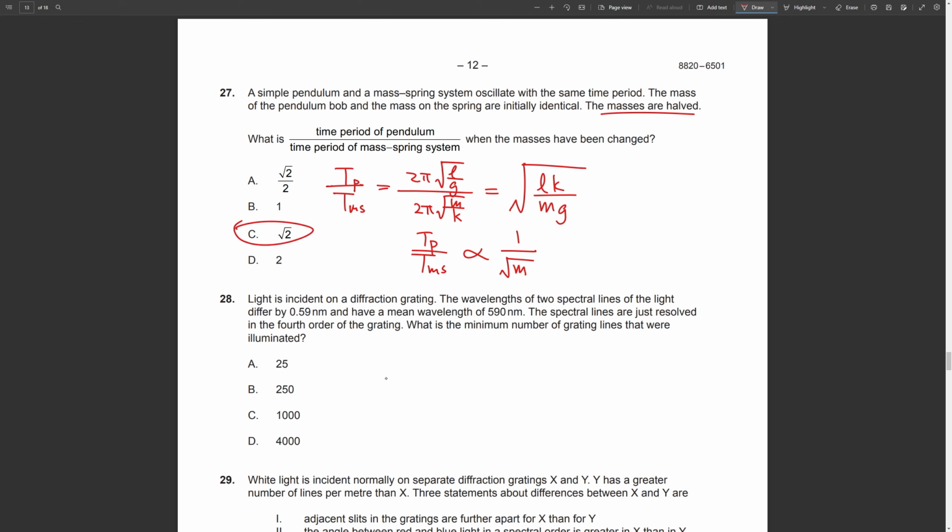Question 28. We are resolving two similar lights using a diffraction grating. Then the equation required is this one. The average wavelength divided by the difference in wavelength equals the order of resolution, m, times n, the number of slits required. Lambda is 590. The difference in wavelength is 0.59. M is 4 and then n. Therefore, the number of lines required would be 250 lines. The answer is B.